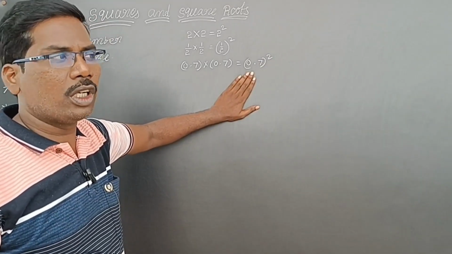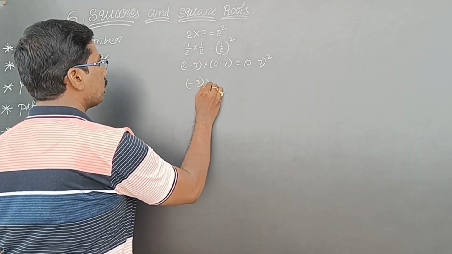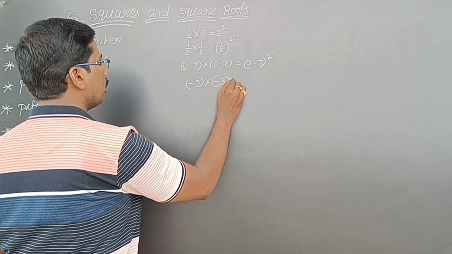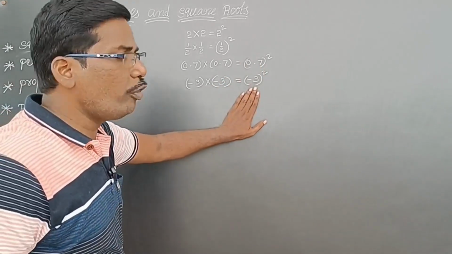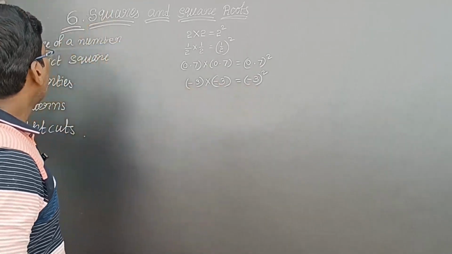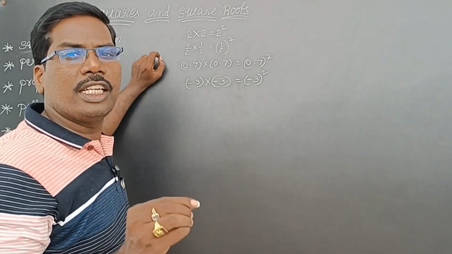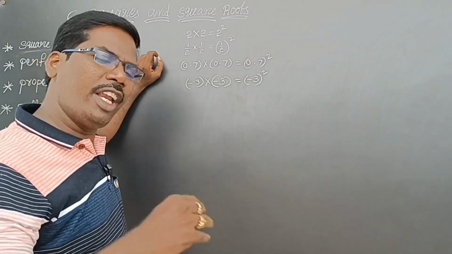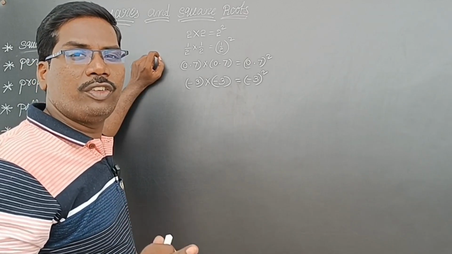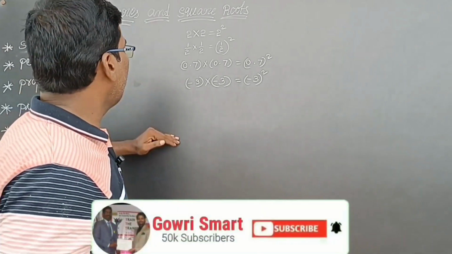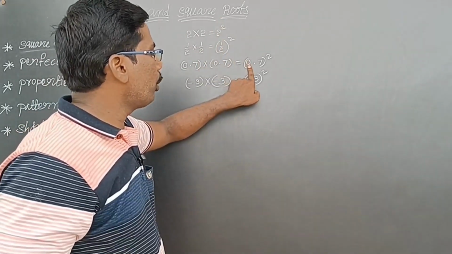Now I can take negative values also, no problem. Minus 3 into minus 3 will be minus 3 whole square. This is nothing but the square of minus 3. Square of a number means a number multiplied by itself. Any number you take, which is multiplied with itself, is called the square of a number. These are all squares of numbers: the square of 2, the square of 1 by 2, the square of 0.7, the square of minus 3.